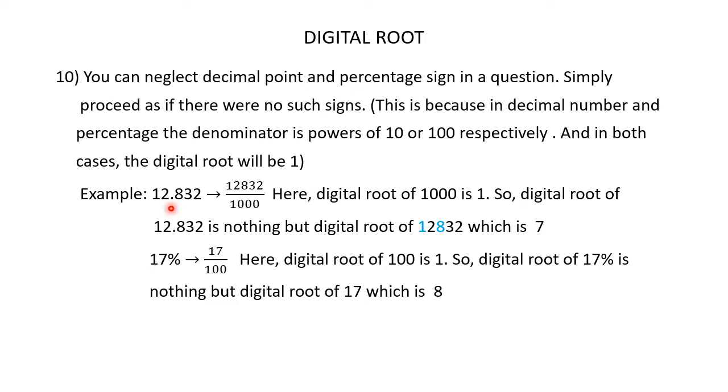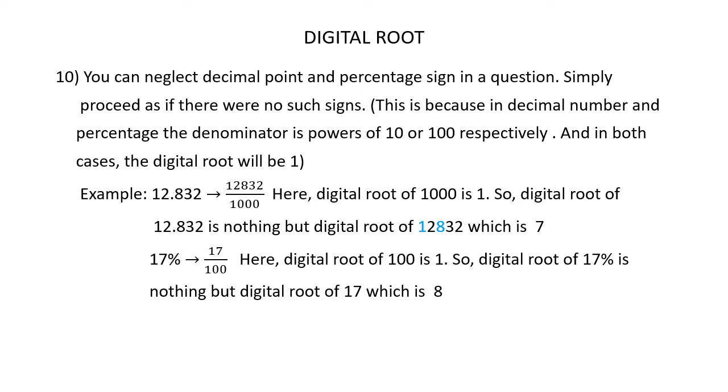For example, 12.832 can be written as 12,832 divided by 1000. Here the digital root of 1000 is 1. So digital root of 12.832 is nothing but the digital root of the numerator 12832. Here 1 plus 8 is 9, so you can neglect these two digits. So 2 plus 3 plus 2 is 7. So 7 is the digital root of 12.832.